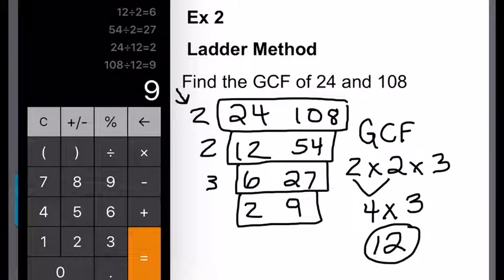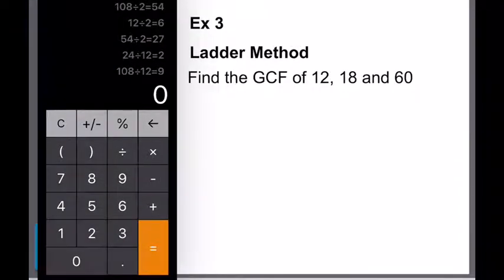Pause the video and copy this second example into your notes now.